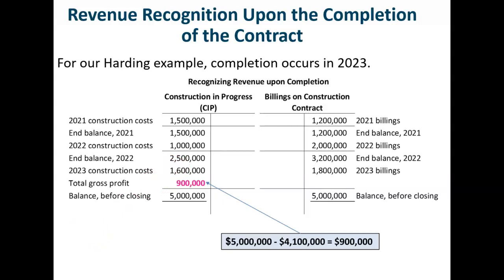Upon completion of the project, Harding will recognize the full $5 million revenue and the cost of construction, which is similar to cost of goods sold, of $4,100,000, because the asset is viewed as sold on that completion date. Harding includes the resulting $900,000 of gross profit in CIP, increasing its balance to $5 million of total costs plus profit.